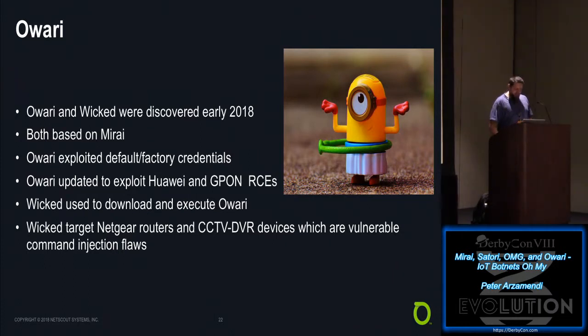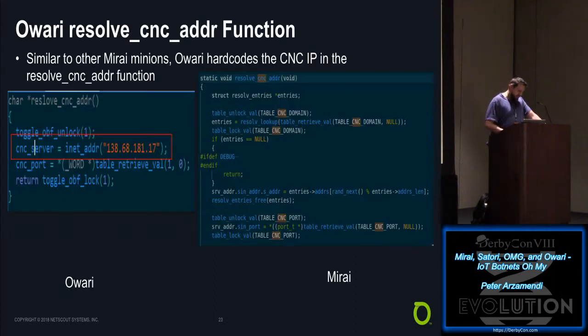The last variant I want to look at is called Owari. Owari and Wicked were discovered in 2018. Both were based on Mirai. Owari is a funny story, and we'll get into it here in a minute. Owari originally used the default credentials similar to basic Mirai. Then it was updated to include additional command execution vulnerabilities. There's a variant called Wicked that was discovered, and part of Wicked's main purpose in life was to download copies of Owari. So it's a good indication that these two families were tied together. And Wicked targeted specific Netgear routers and CCTV DVRs.